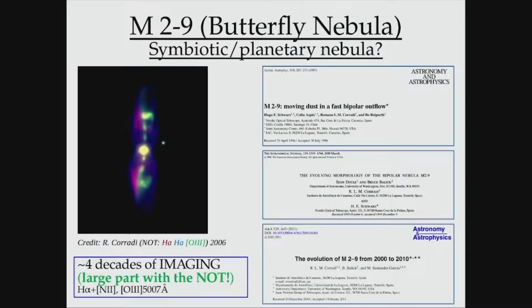Our second crown jewel is the Butterfly Nebula, M2-9, and this started way before my times. We have observations of 4 decades, and a large part is again done with the NOT. We have 3 papers exclusively dedicated to this target, and a few others where it plays a smaller part.